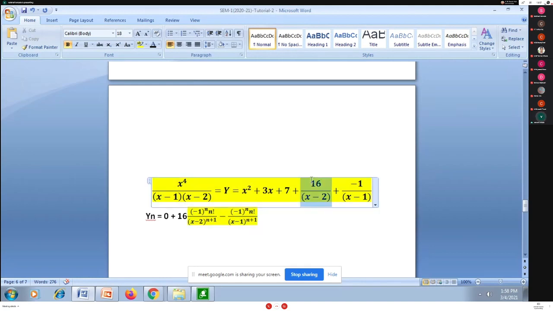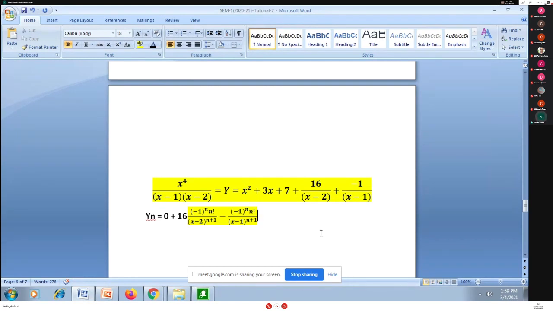See, for 16 upon x minus 2 and for minus 1 upon x minus 1, for taking nth derivative, we are applying the formula 1 upon x plus b. Yes, for these two terms, I am applying formula 1 upon x plus b for nth derivative. But for this polynomial x square plus 3x plus 7, I am directly writing nth derivative as 0. Why? Because I know that for this quadratic polynomial, I am having y1 as twice x plus 3.